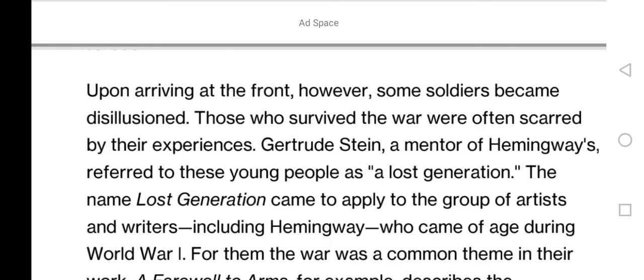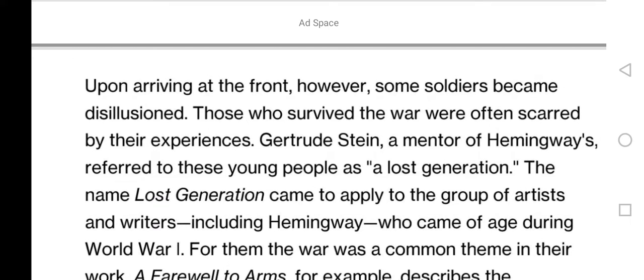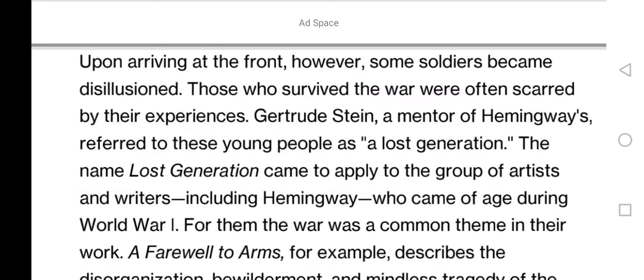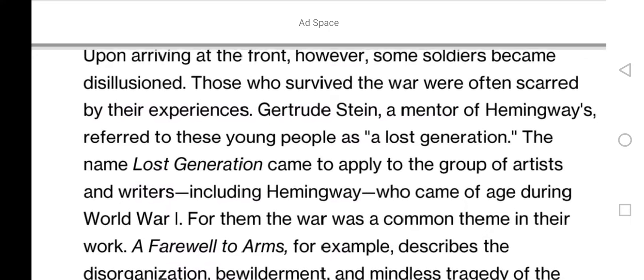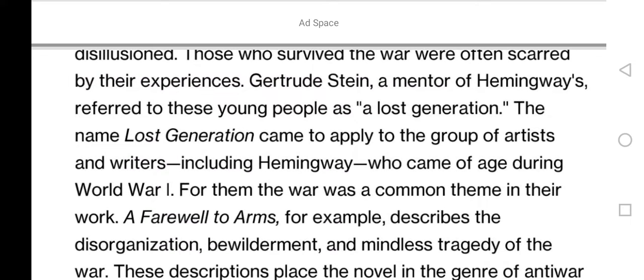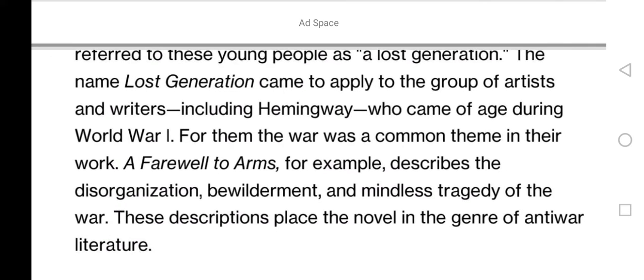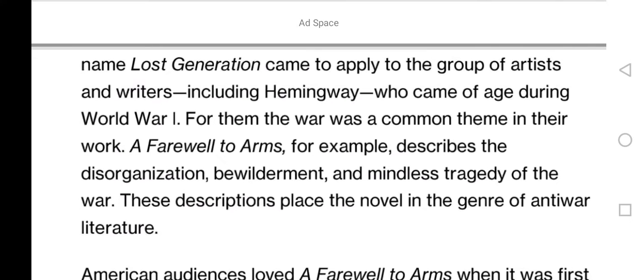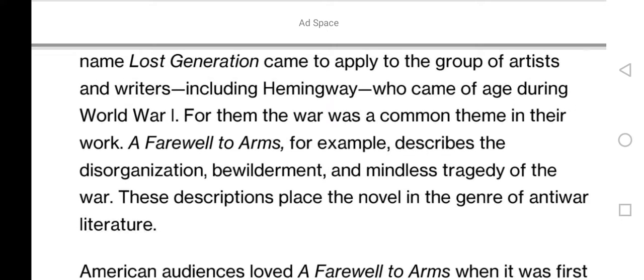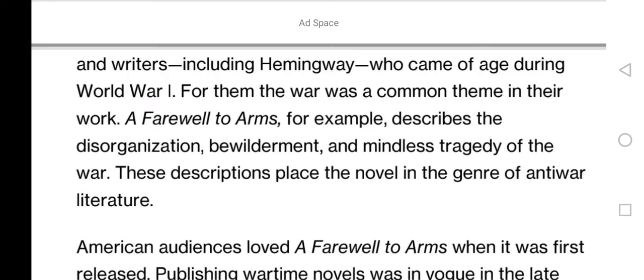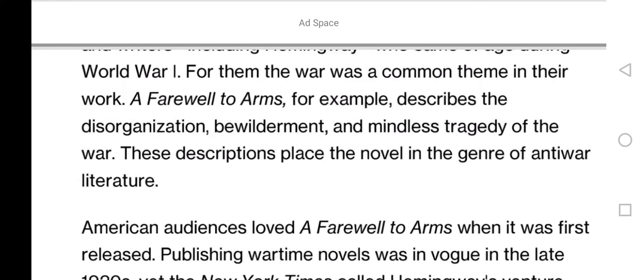Upon arriving at the front, however, some soldiers became disillusioned. Those who had survived the war were often scarred by their experience. Gertrude Stein, a mentor of Hemingway's, referred to these young people as a lost generation. The name "lost generation" came to be applied to the group of artists and writers, including Hemingway, who came of age during World War I. For them, the war was a common theme in their work.